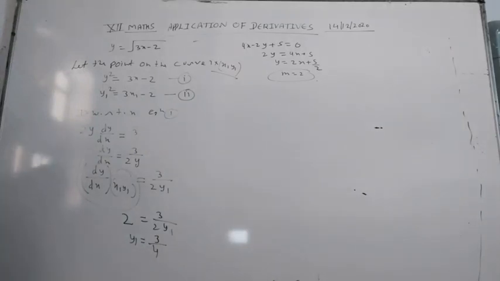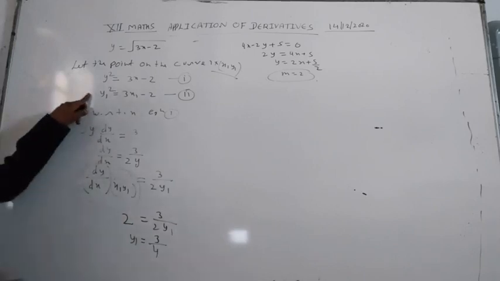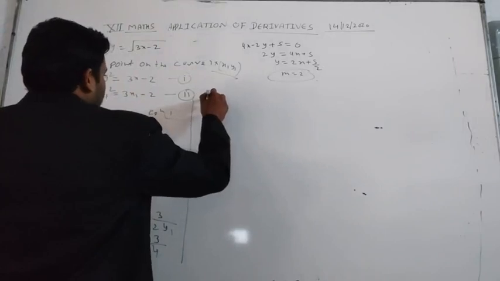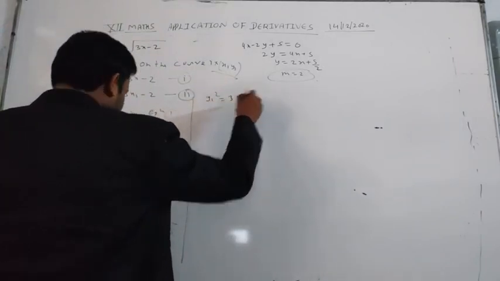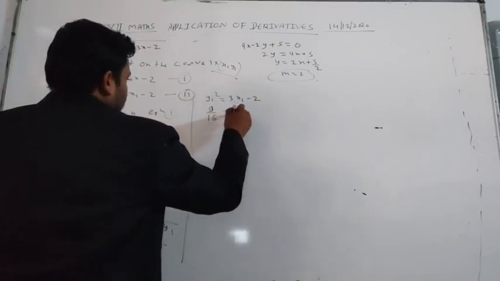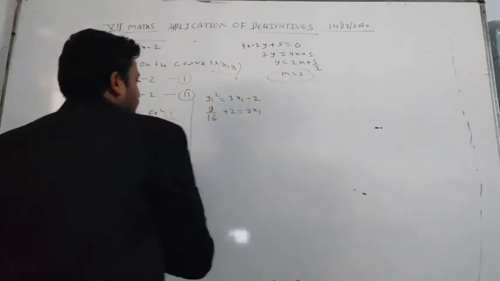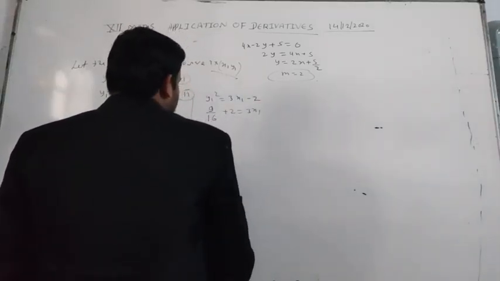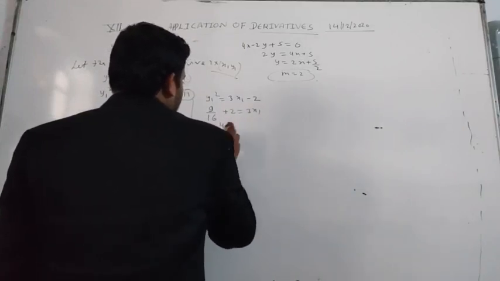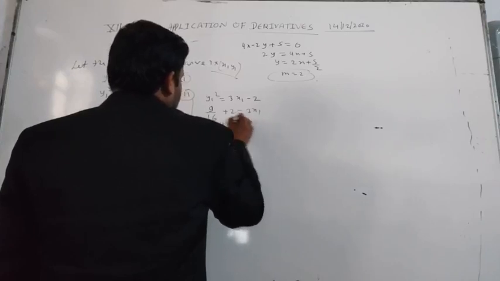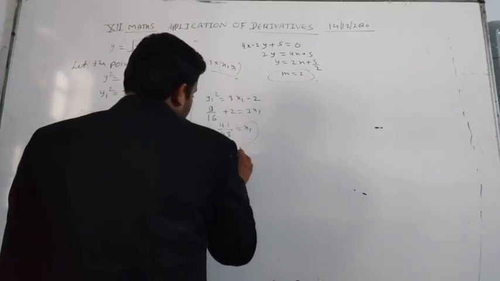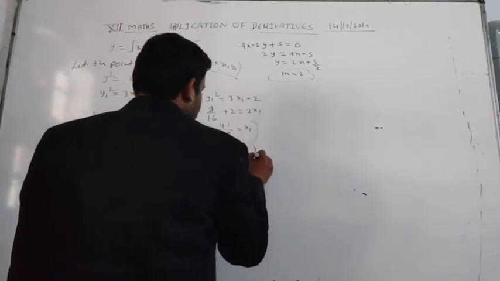Now we will put this in the curve. Here we get y1 square is 3x1 minus 2, so 9 by 16 plus 2 is equal to 3x1. Okay, 16 twos are 32 and 9, that is 41 by 16, into 3 is 48. So x1 is this. So the point is 41 by 48 and 3 by 4.